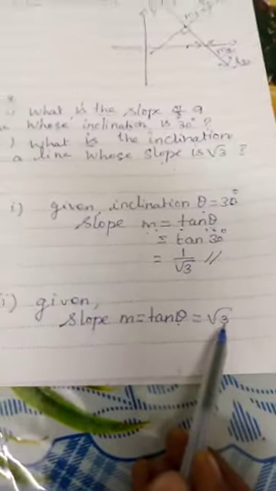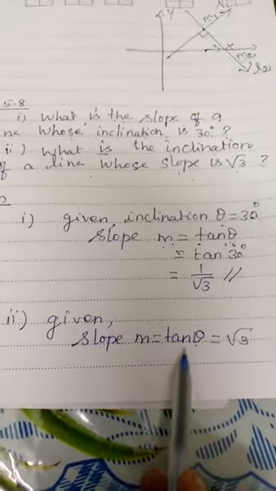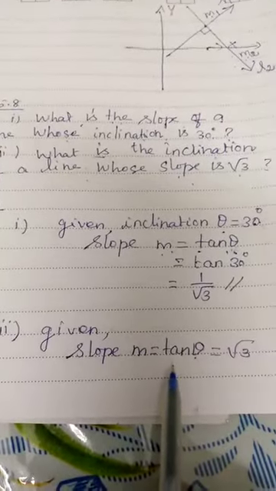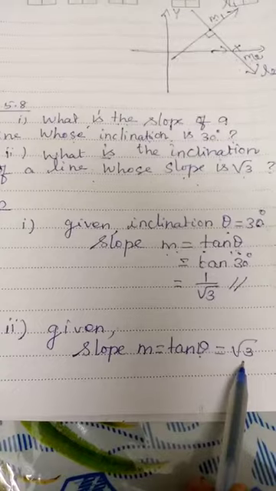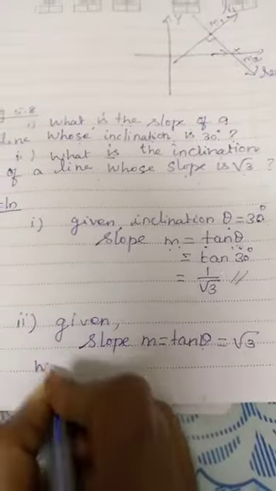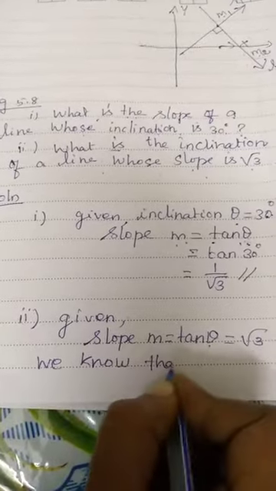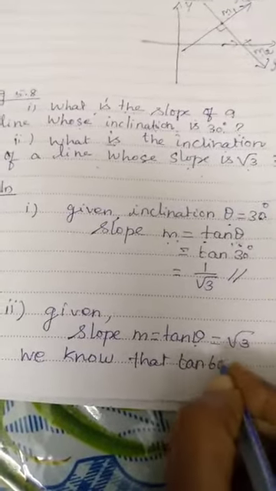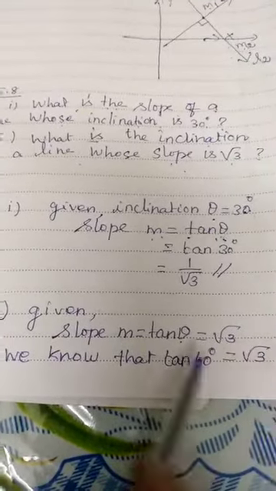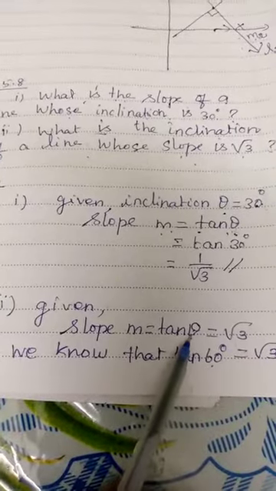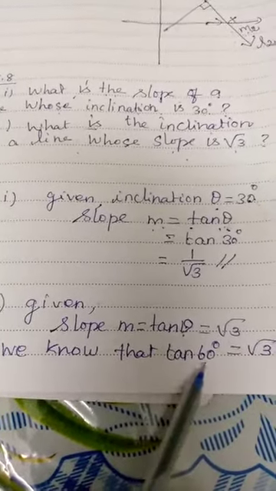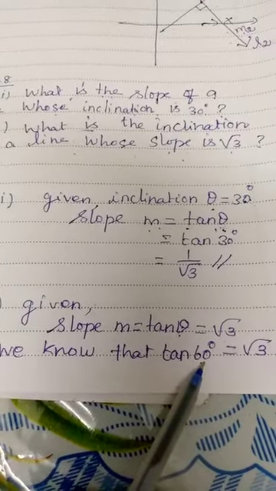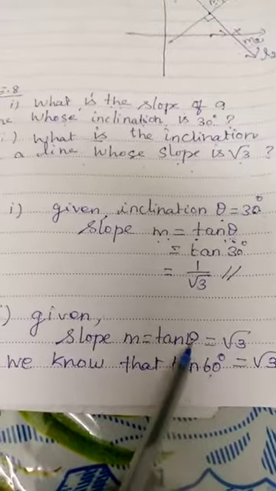Tan which value gives √3? Can you remember in 9th standard we studied in the trigonometric table? Recall that tan 60 degrees is √3. So we know that tan 60 degrees is equal to √3. So in place of theta we have 60 degrees. This theta only we have to find out. Theta is equal to 60 degrees. That is the answer. Did you understand? Therefore, theta equals 60 degrees.